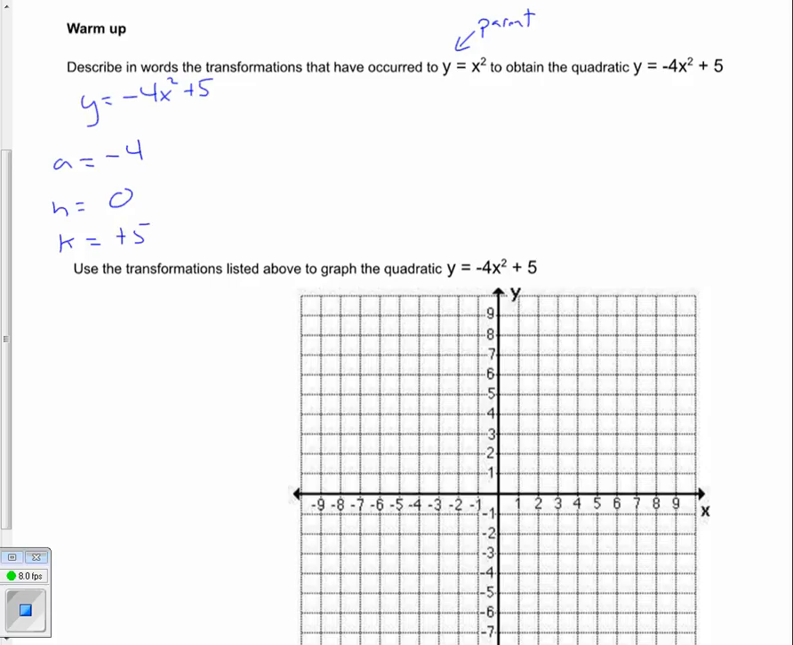So if we're going to describe the transformations, first off, we need to look at our a value. And our a value is negative. So the first thing that we know is that it opens down. Because the a value, irrespective of the positive or negative sign, the 4 is bigger than 1, that means that it's stretched. So it's vertically stretched.